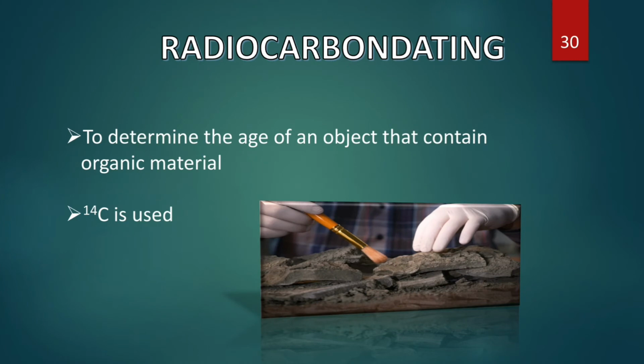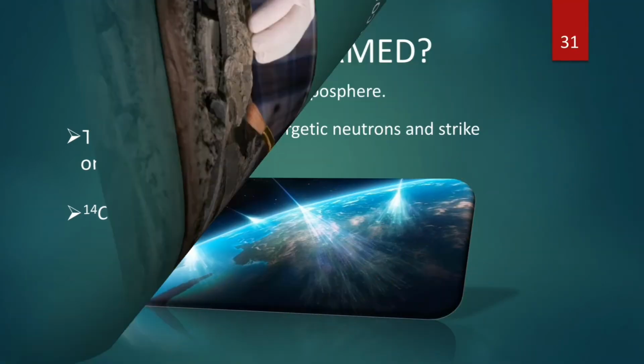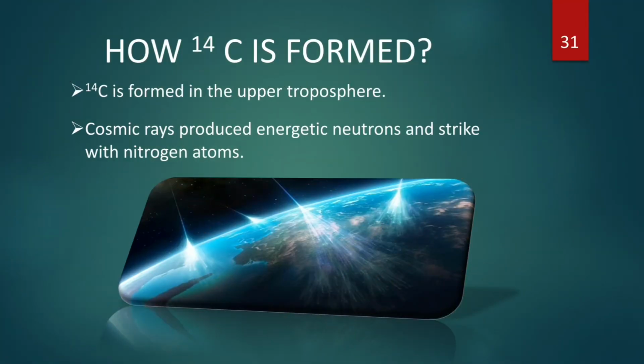As Chetana mentioned, radiocarbon dating is a method used to determine the age of an object that contains organic material, and carbon 14, which is the radioactive isotope, is used for this method. We come across that carbon 14 is the main thing that we use during dating. So, do you know how carbon 14 is formed?